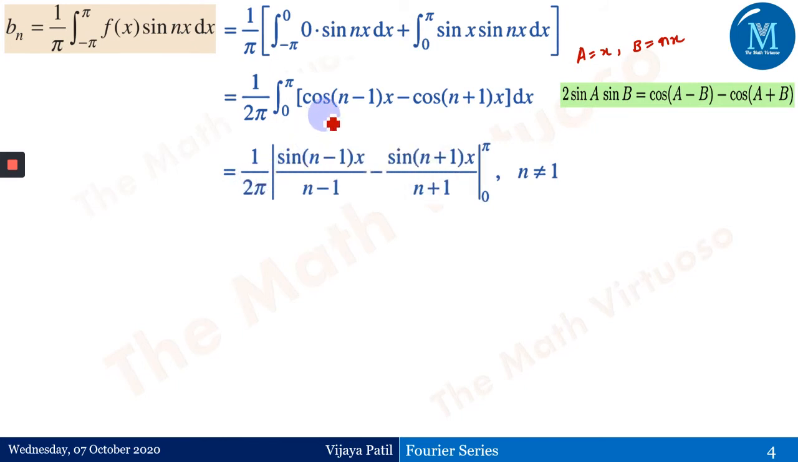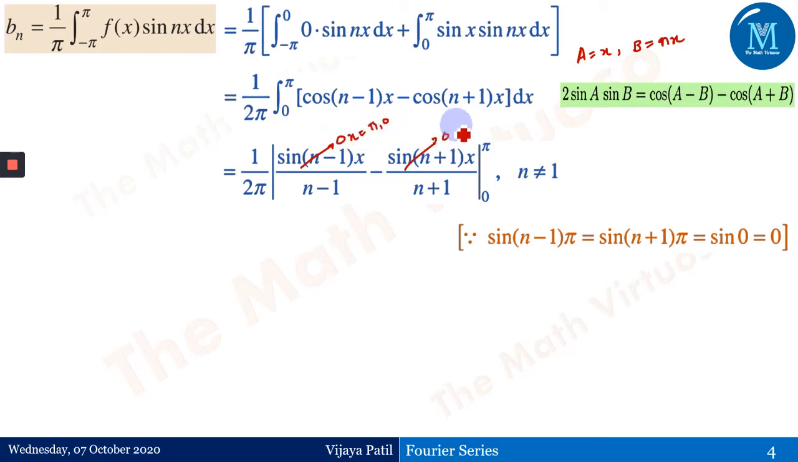Therefore, the integration of cos gives sin (n minus 1)x and sin (n plus 1)x, right? And we know that sine of (n minus 1) times pi, and sine of (n plus 1) times pi, is equal to sine of 0, which is 0. Therefore everything will go to 0 for these limits, x equals pi and 0, and therefore I will be getting this equal to 0.